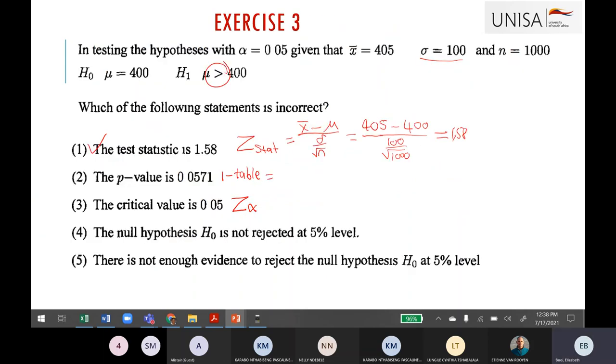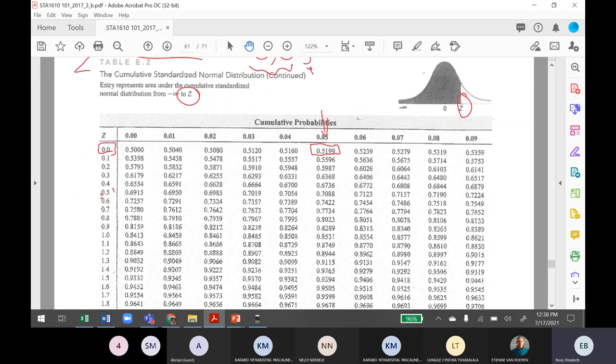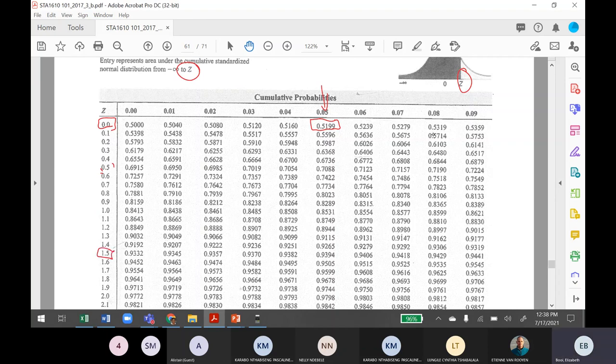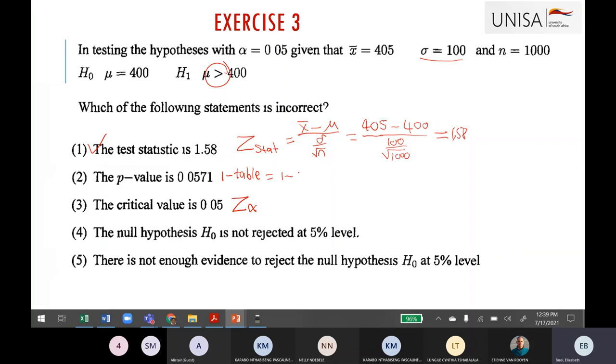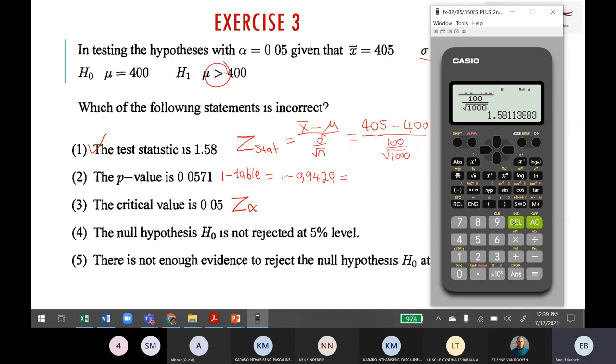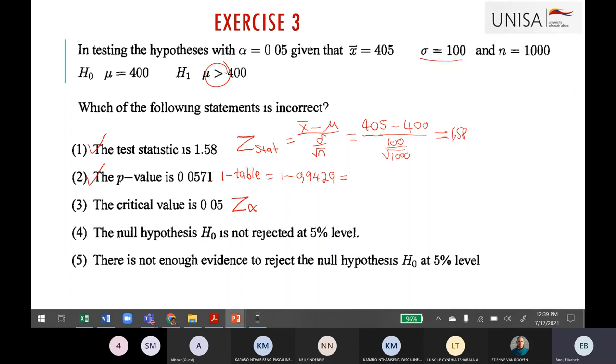And since this is positive, you go to the table and look for 1.58, which is 0.9429. So you will say 1 minus 0.9429. And what do you get? 0.0571. We get 0.0571, which is the same as the answer in the options, so this is not our incorrect one.